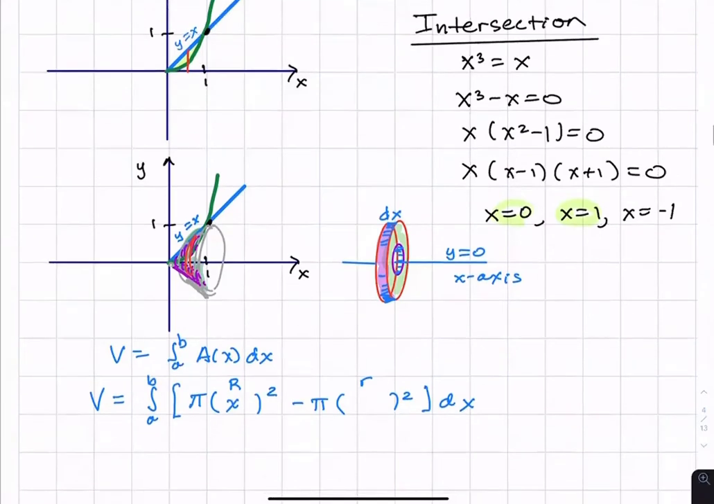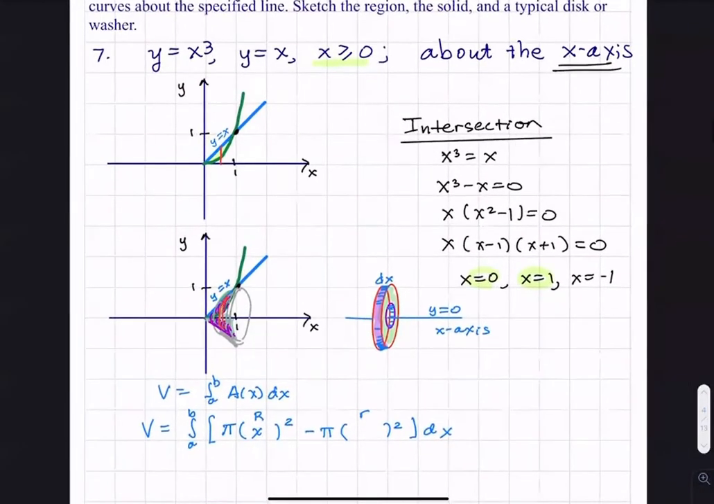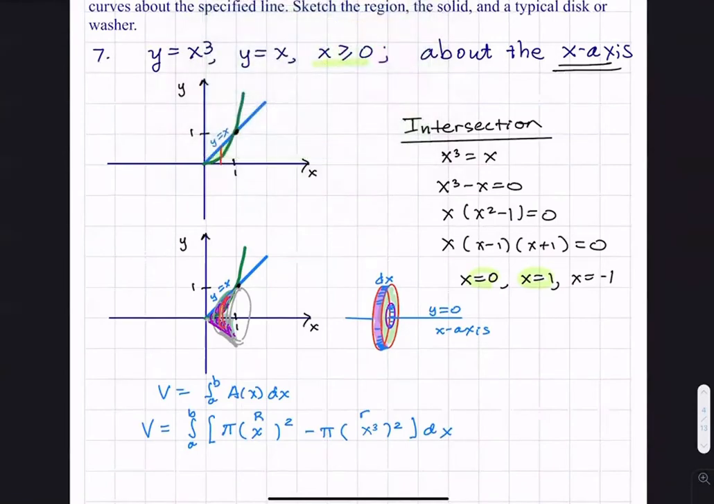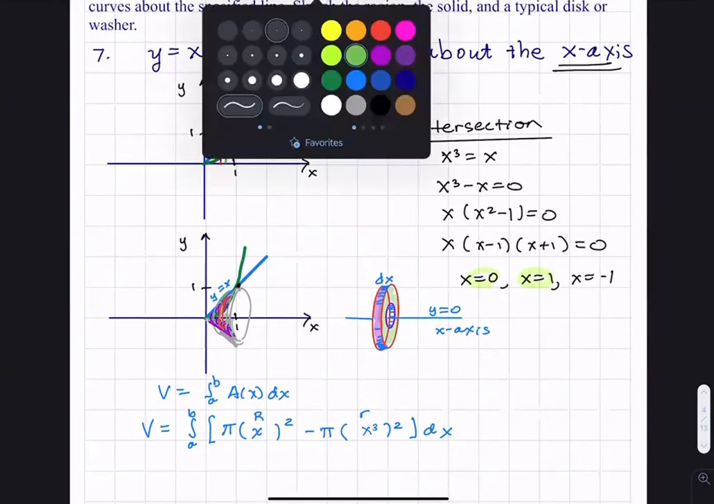Now, on the bottom I have the function x cubed. By the same reasoning, if I draw a little line segment, I've already used up the good color here, but that little line segment is going from y equals x cubed down to y equals 0. Now, before in class, I put this all together in a big formula.